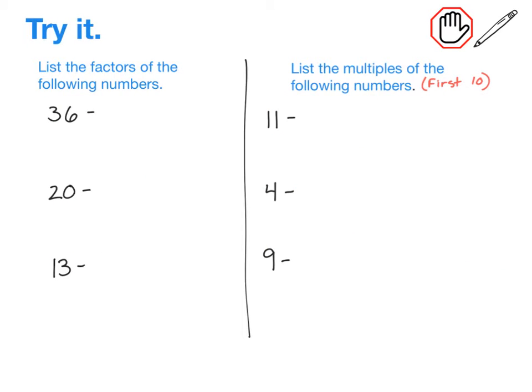Now it's your turn to try it. List the factors of the following numbers: 36, 20, and 13, and list the multiples of the following numbers: 11, 4, and 9. Stop, try it on your own, and then press play when you're ready for me to reveal the answers.